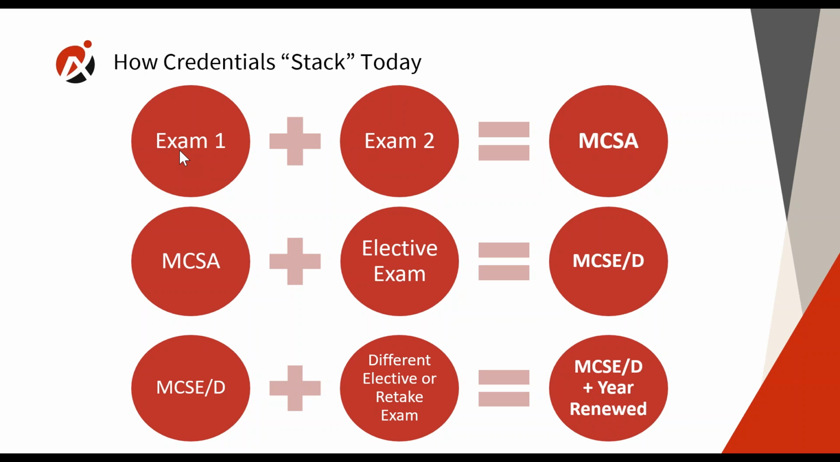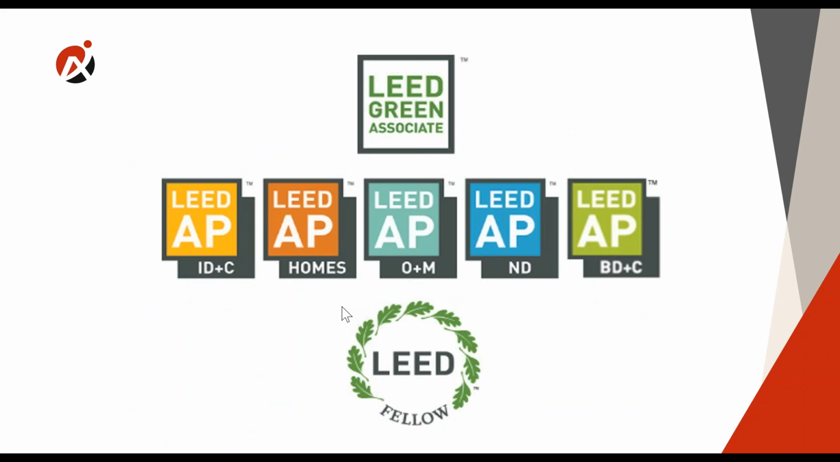So how they work it is initially you have to take 2 exams to earn the associate. Then you have to have the associate plus the elective exam to earn the expert or developer. So that's their expert level. And then if you want to maintain the expert or developer level, you have to take a different elective or retake the exam, and then it's renewed. So that's how they incorporate the maintenance of competency recertification model with the stacks. So that's something that you all can consider too.